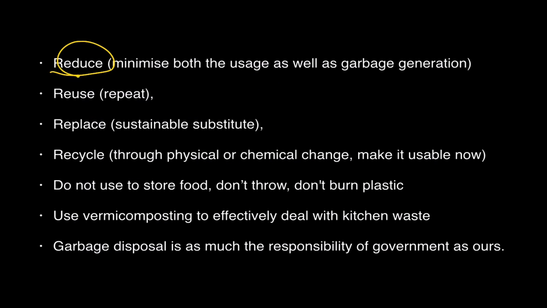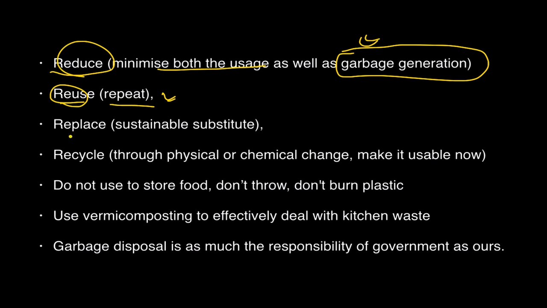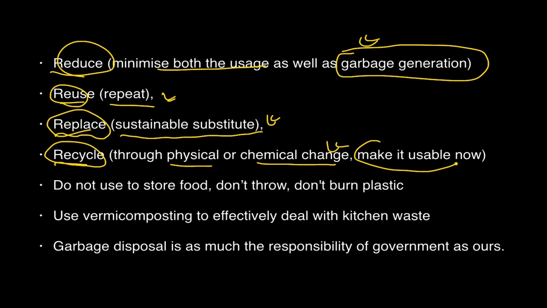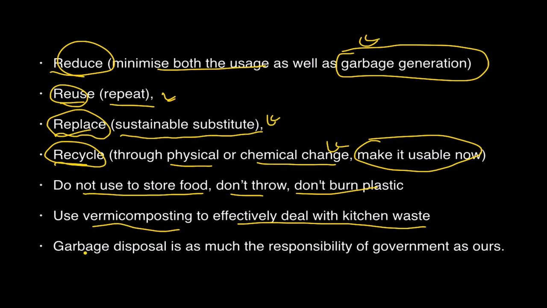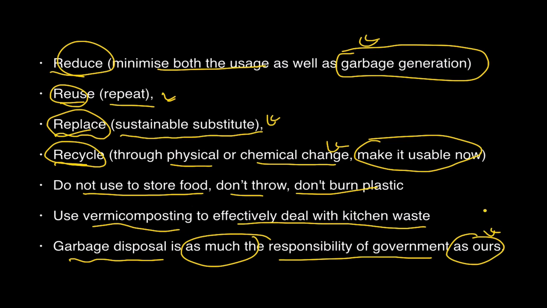So obviously reduce their use, minimize both the usage as well as garbage generation. This is the key point. Reuse means repeat their use, don't throw them away after just one use. Replace means a sustainable substitute like cardboard or paper bags, or jute bags. Jute and paper are different, by the way. And recycling means physical or chemical change and make it usable now. Do not use plastic to store food, don't throw, don't burn plastic, use vermicomposting to effectively deal with kitchen waste. And finally, garbage disposal is as much the responsibility of the government as of us citizens.